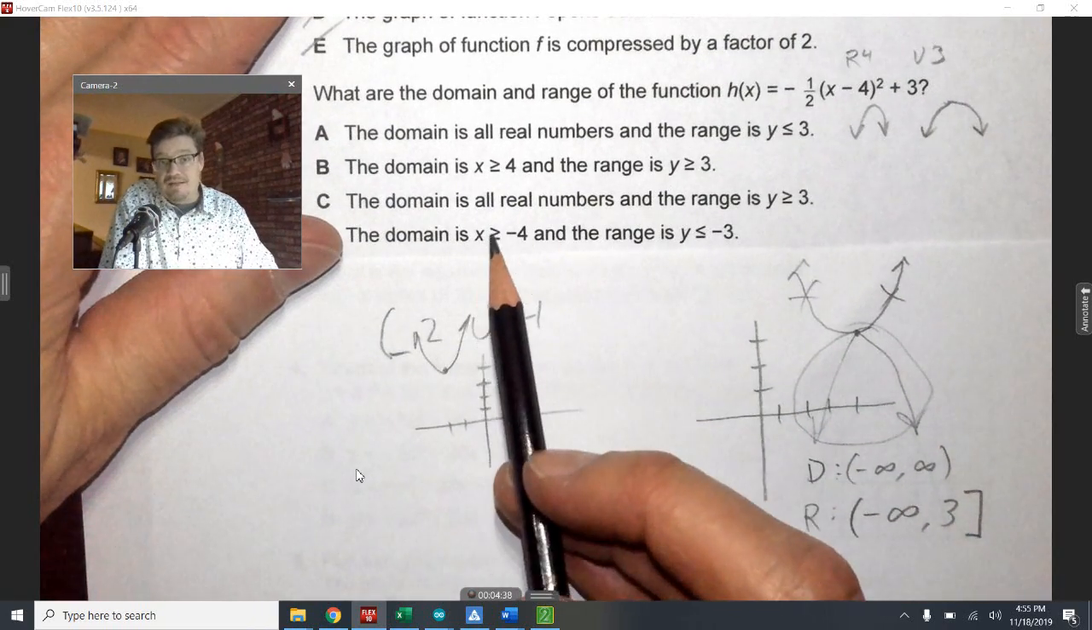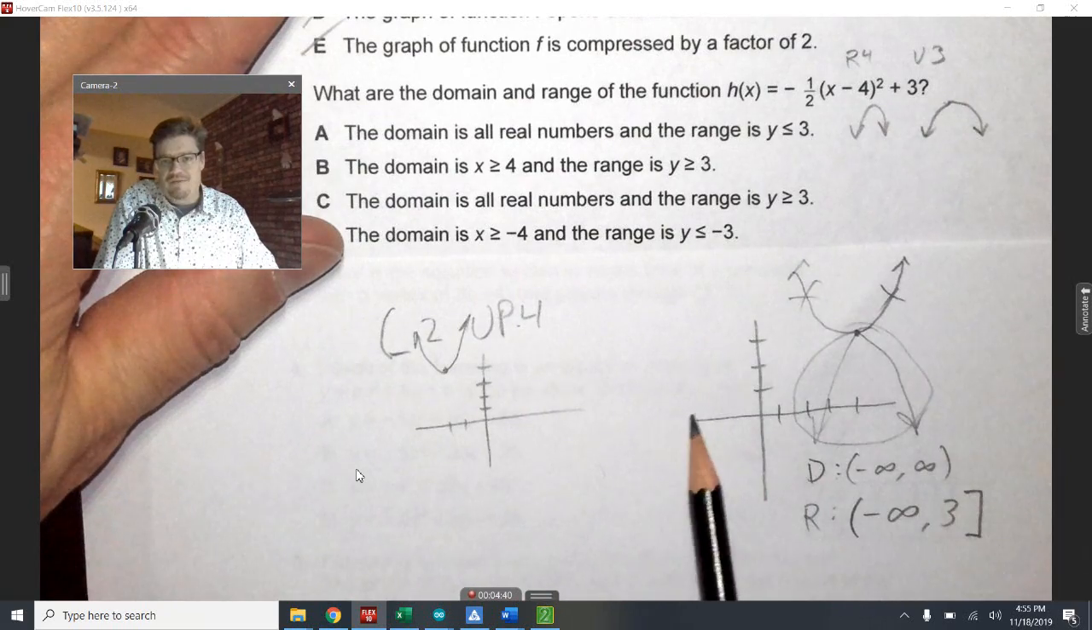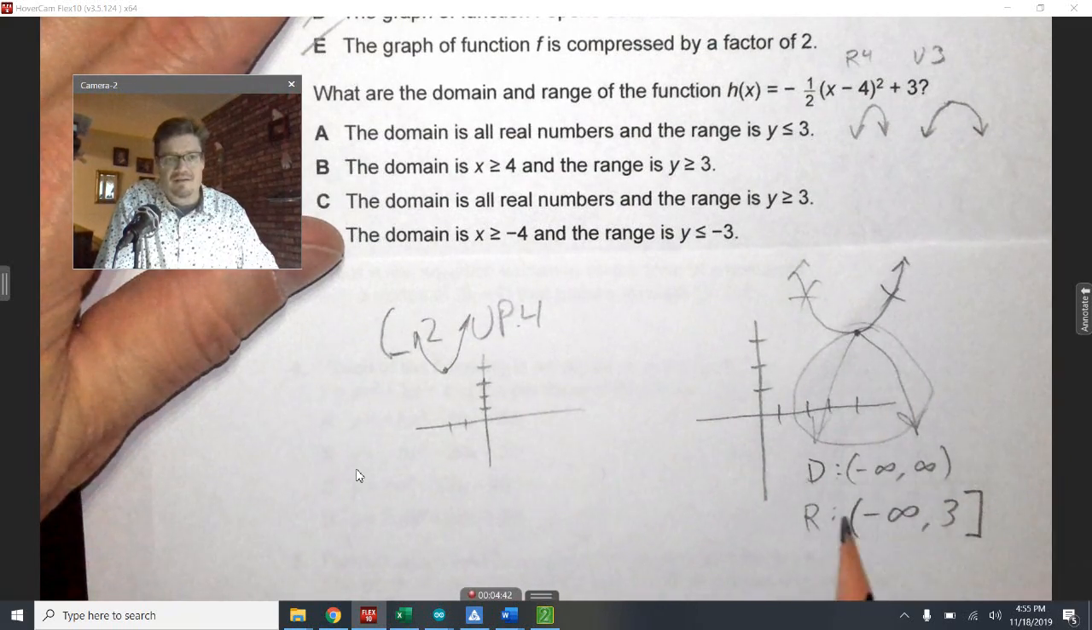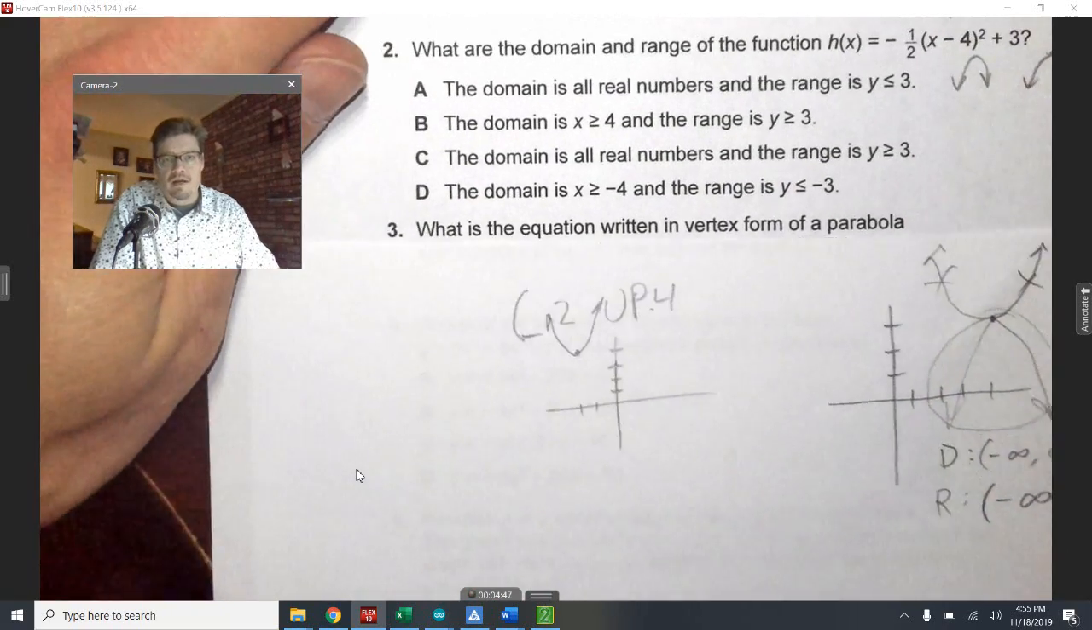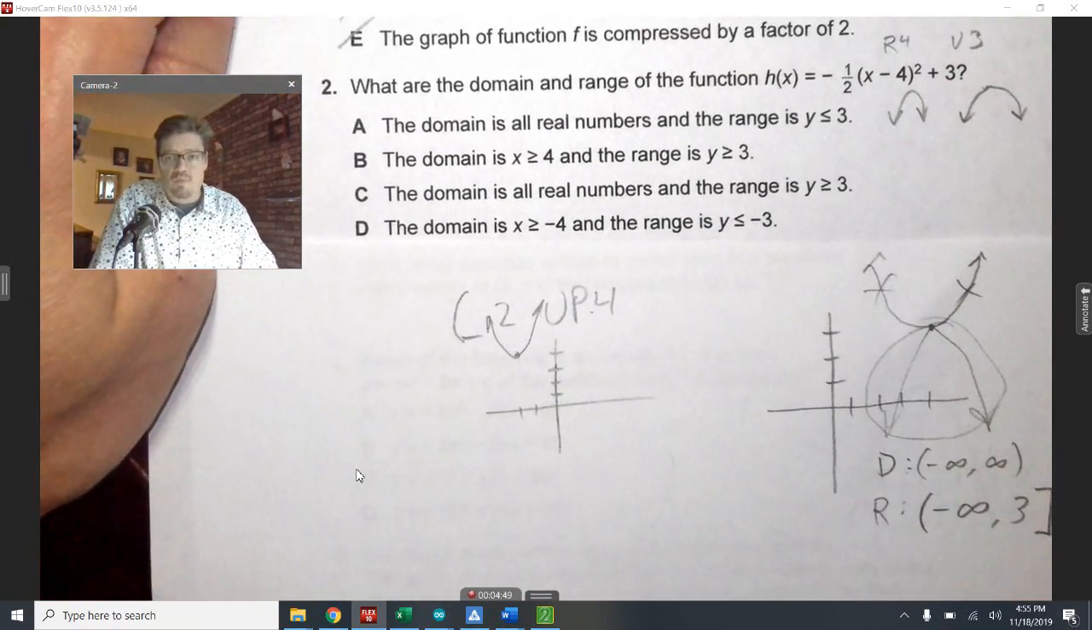The domain is x is greater than negative 4. What does negative 4 have to do with it? That's not even the main focus of the graph, so that can't be it. All right, so that's it. That's numbers 1 and 2.